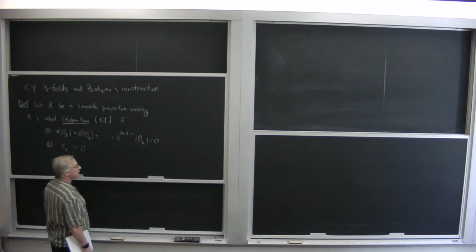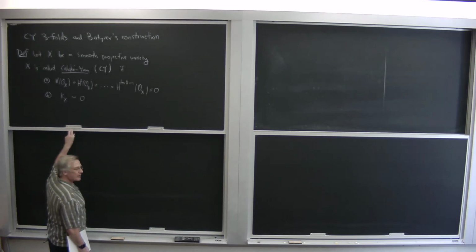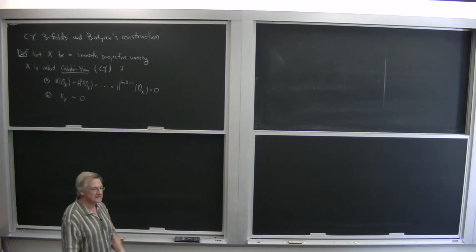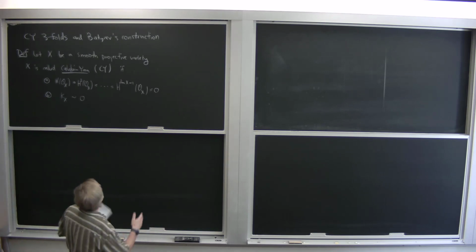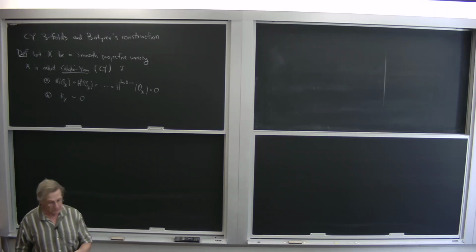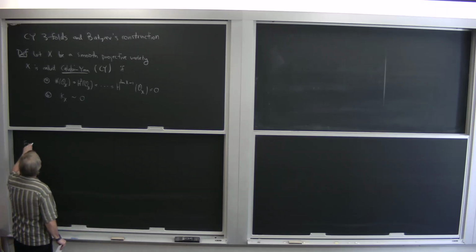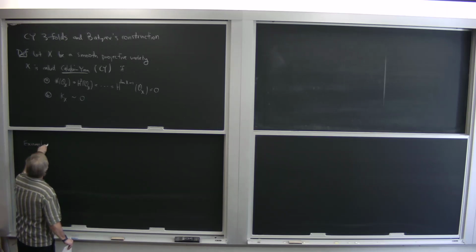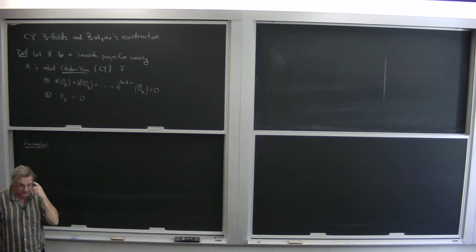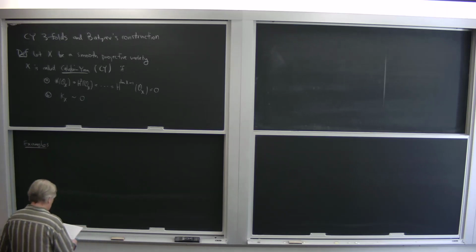Okay, so let's do a few first examples. What are the examples of these things? It's really nice to have examples. Soon, once we do the toric stuff, we'll have lots of examples, but they all just generalize these things.